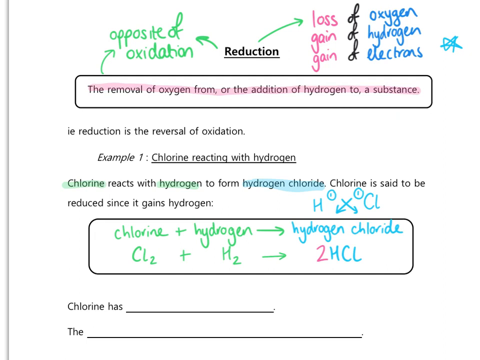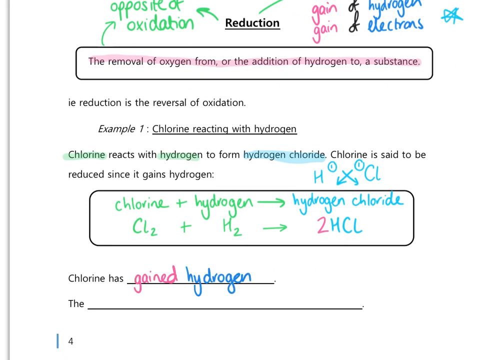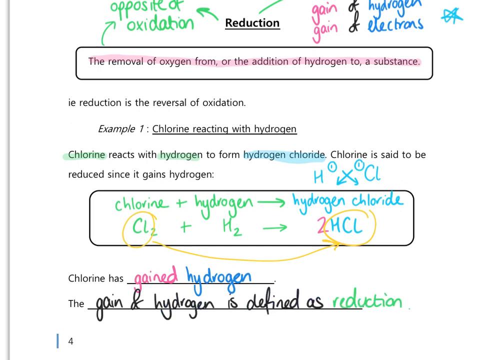We can't see clearly in terms of electrons here, but we can see that chlorine has gained hydrogen, and the gain of hydrogen is defined as reduction. So chlorine has gained hydrogen. You can see that it's gone from Cl to HCl. So literally by the formula you can see it has gained hydrogen. And what is the gain of hydrogen? It is reduction. So our second sentence is the gain of hydrogen is defined as reduction.